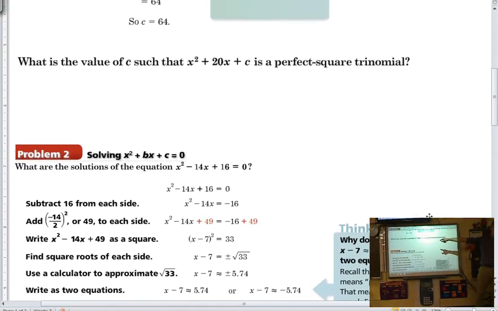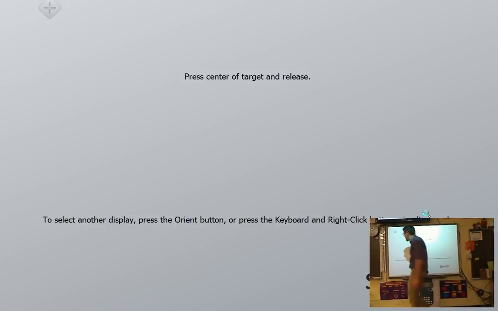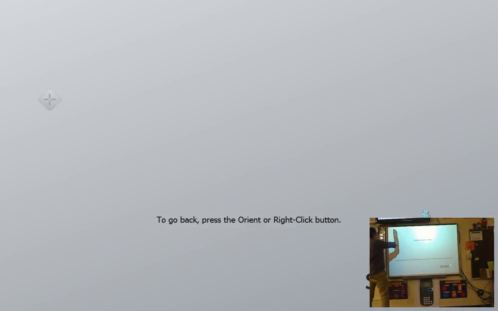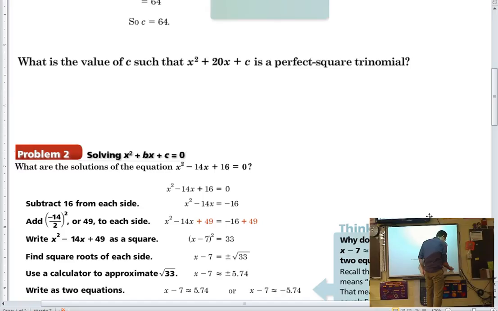So, check this out for a second. I'm going to reorient my board again. Decide what C needs to be in order to make that a perfect square trinomial. So you want to cut your B value in half to figure out what that constant in the binomial would be, and then we have to square it to get the C.